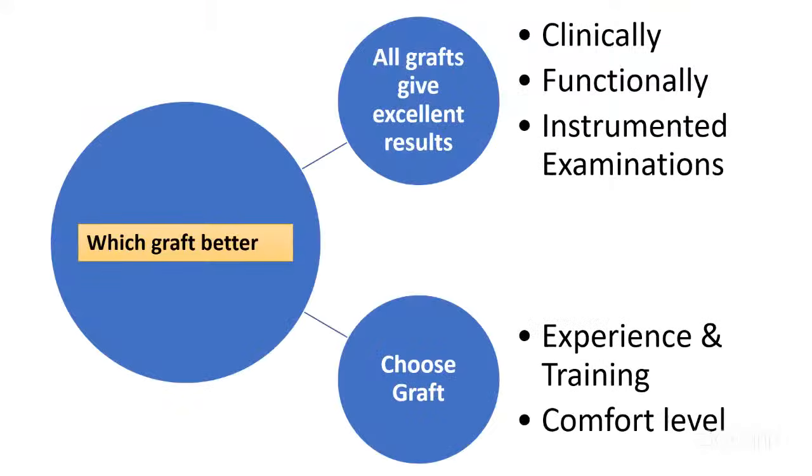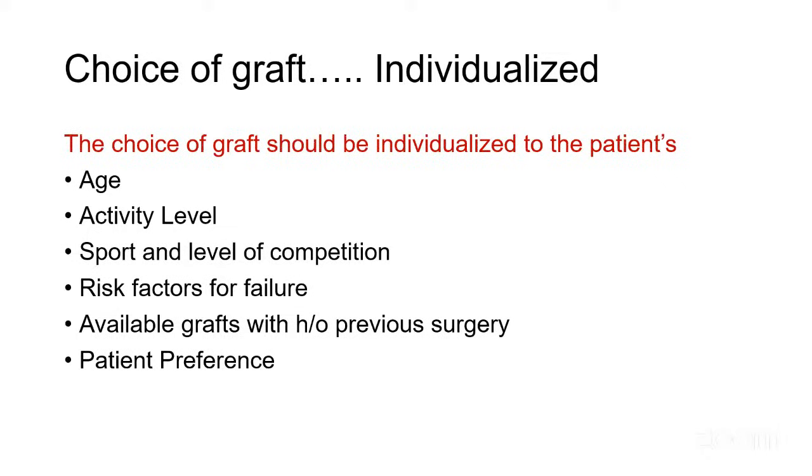So after discussing which graft is better, we think all grafts give excellent results in terms of functional outcome, clinically and on instrumented examination also. But you should choose the graft depending on your experience, training and comfort level. The choice of graft should be individualized. You should consider your choice of graft according to the patient's age, activity level, sports and level of competition, risk factors for failure, available grafts with history of previous surgery, and patient preference.